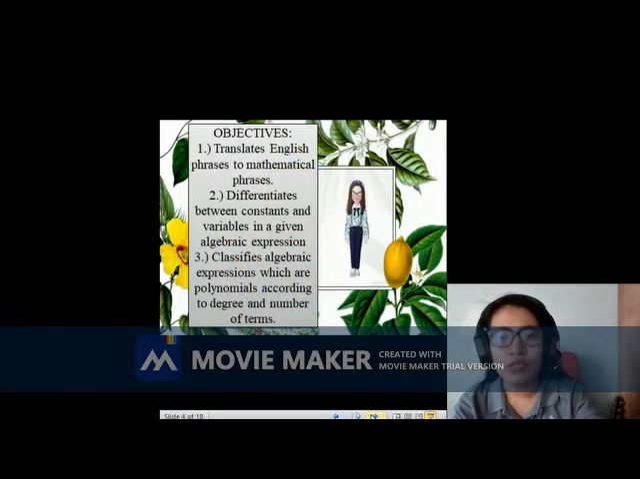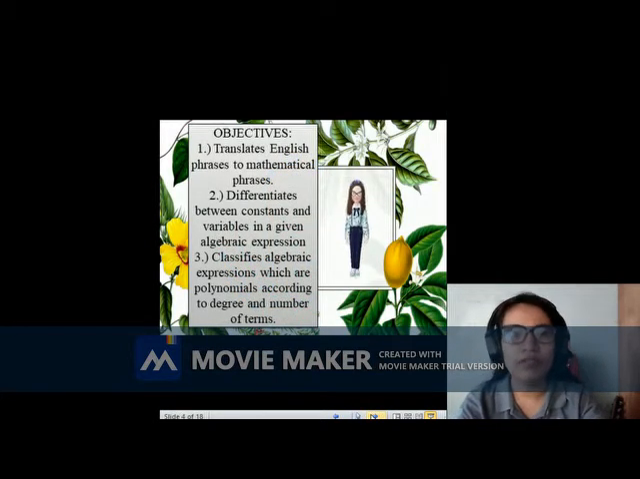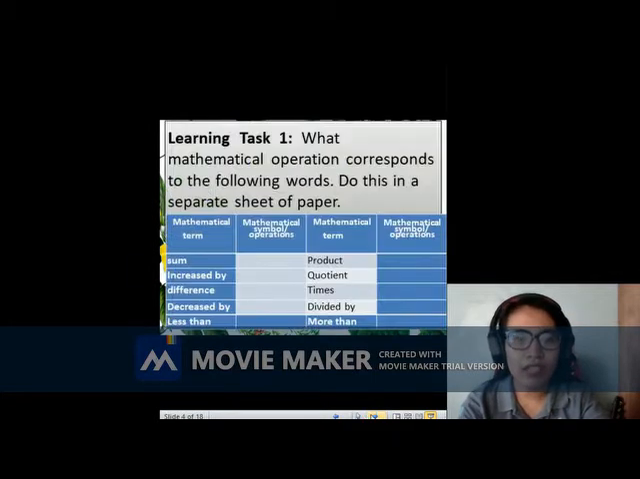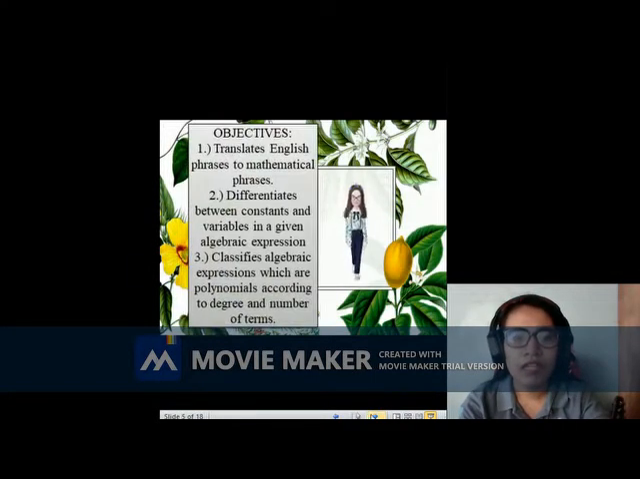For this week's objectives, we have 3 objectives. First is to translate English phrases to mathematical phrases. Second, differentiate between constants and variables in a given algebraic expression. Third, classify algebraic expressions which are polynomials according to degree and number of terms.